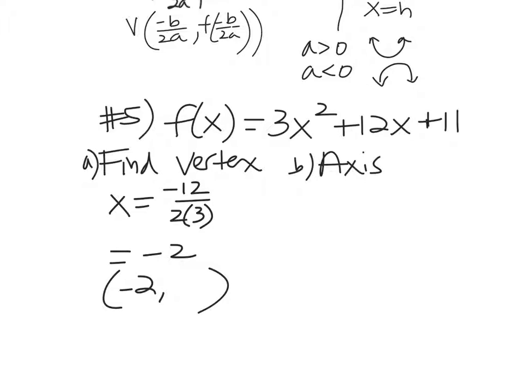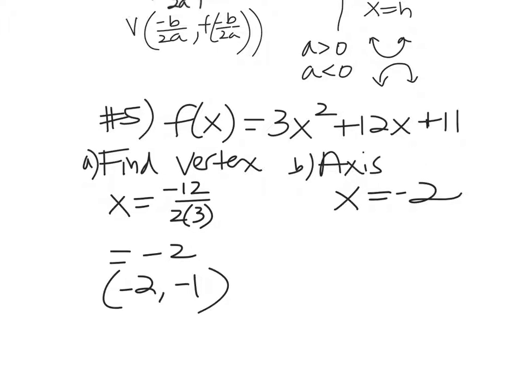Do you use your calculator on things you probably shouldn't, just so you know that you're right? 1 plus 4? Maybe not that bad, but I got negative 1. Anyone want to check my work? Negative 1. Okay, so there it is. There's the vertex. The axis is going to be x equals negative 2.